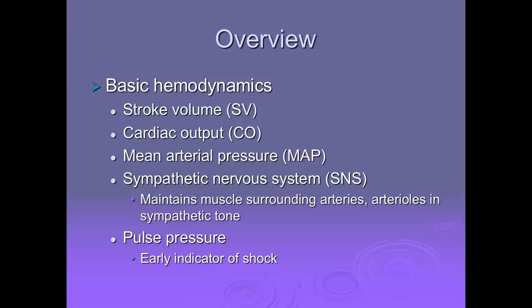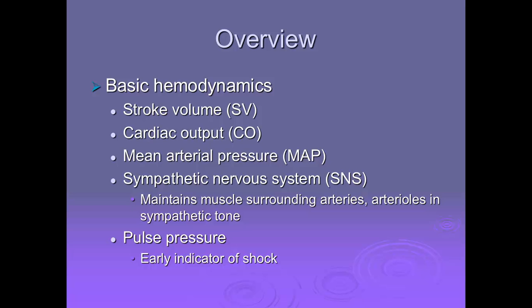The sympathetic nervous system maintains the smooth muscle surrounding the arteries and arterioles in a state of partial contraction. This is known as sympathetic tone. Increased sympathetic stimulation will increase vasoconstriction and systemic vascular resistance. A decreased sympathetic stimulation allows vasodilation, which decreases the systemic vascular resistance.